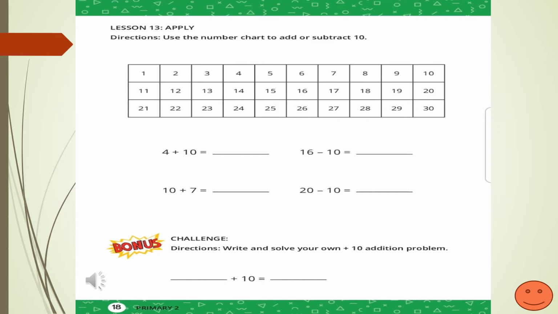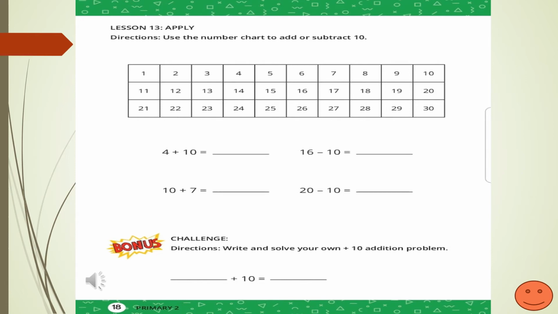Here, 16 minus 10. We are subtracting here. And in subtraction, we will keep ones place as it is, and we will decrease the tens place by 1. So 6 will be as it is. It will be 6. And in tens place here we have 1. We will decrease this 1 by 1. It will be what? Let's take away 1 from 1. It will be 0. So the difference will be 6.